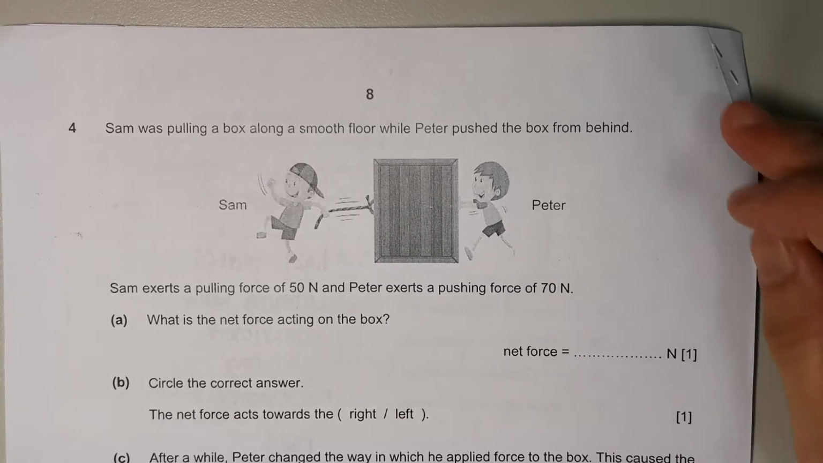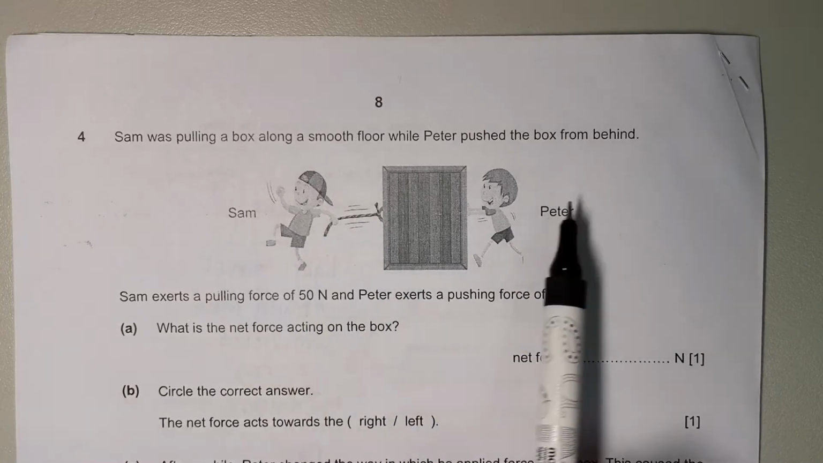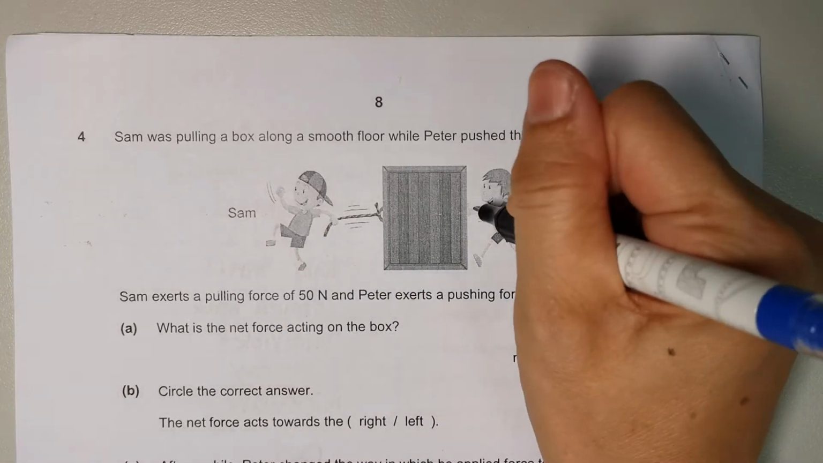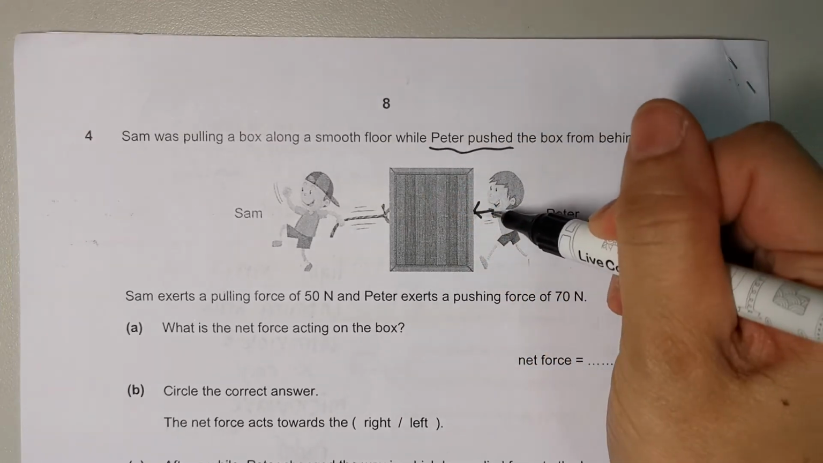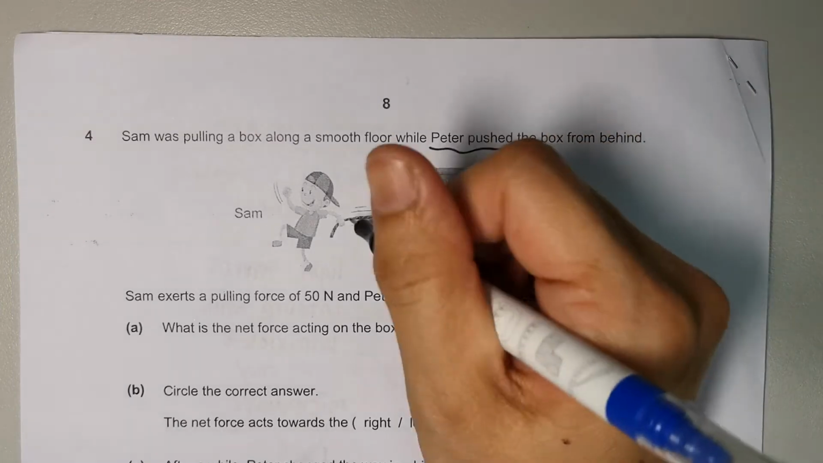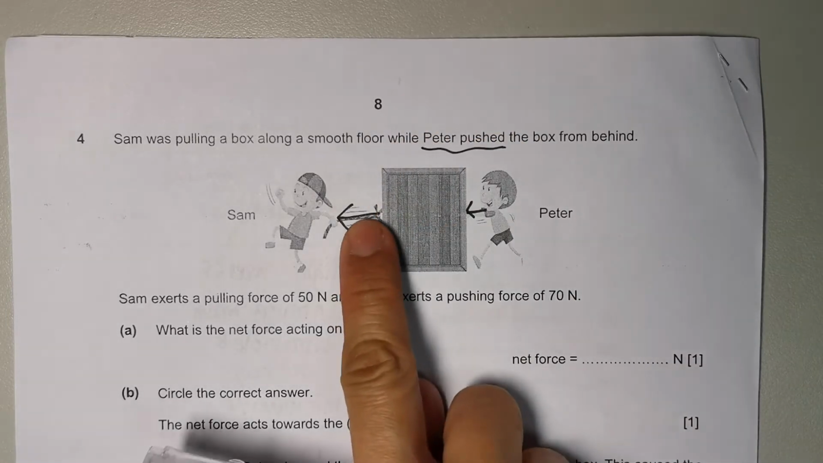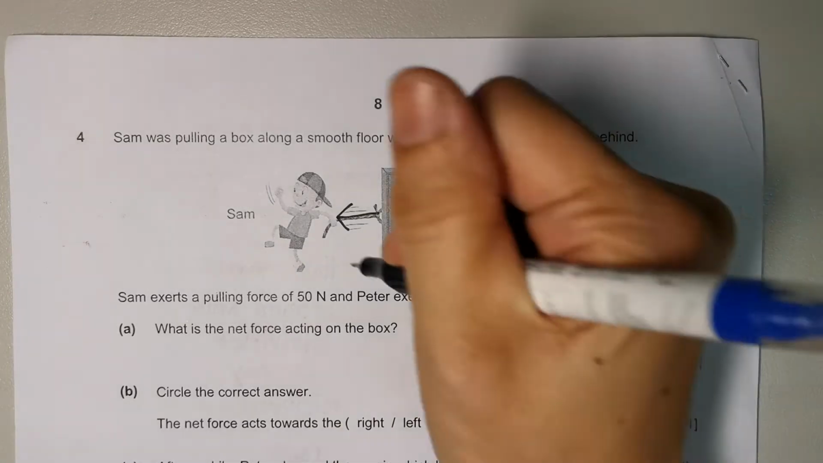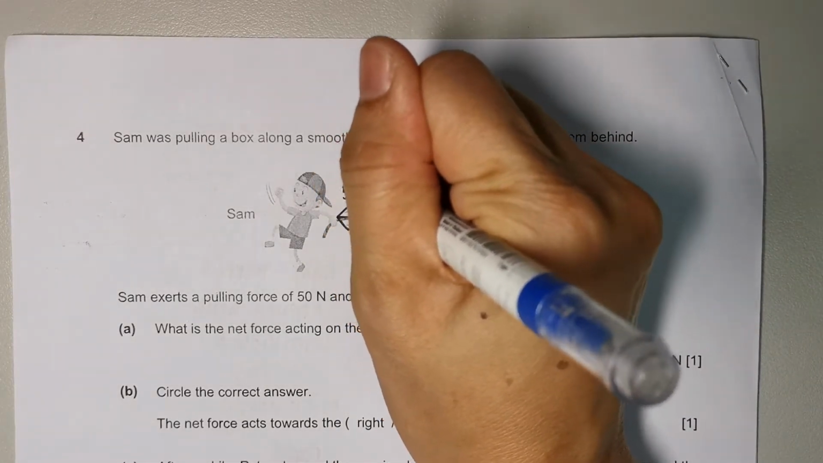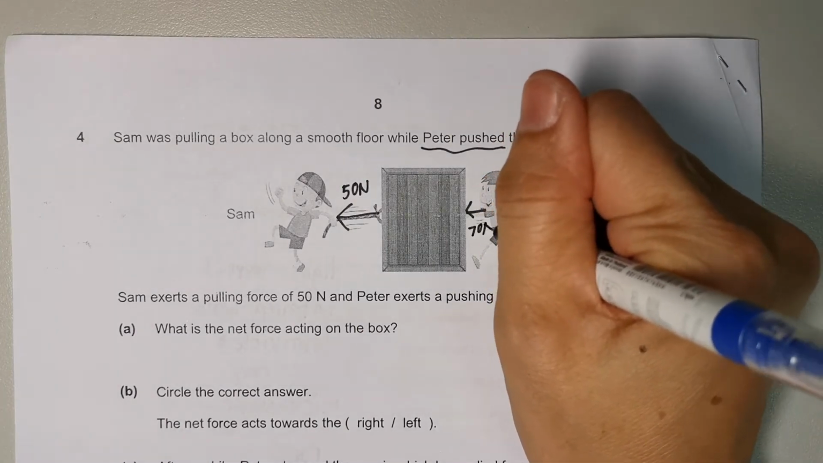Okay, question 4. Now, Sam is pulling a box and Peter is pushing the box. So when you read the question, Peter is pushing. Pushing means away from you, pulling towards you. So basically, Peter is pushing, Sam is pulling. And the forces for Sam, so Sam pulls with 50 newtons, Peter pushes with 70 newtons.